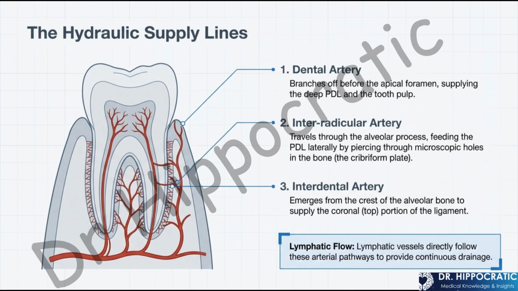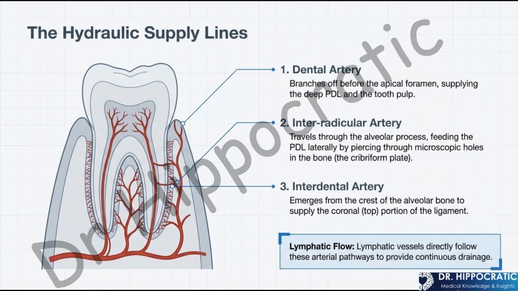The bone surrounding the root isn't completely solid. It's called the cribriform plate because it looks like a sieve full of microscopic holes. Right. The interradicular artery literally pierces horizontally through those holes in the bone to feed the PDL directly from the sides. But let me ask you this. If the cribriform plate is full of holes just to let these arteries through, aren't we perforating the exact bone that needs to be strongest to absorb the force of the bite?